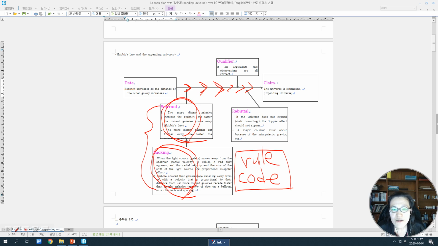The more warrants the teacher provides, the easier students get the lesson. They can connect data and the claim using this warrant, so that they don't need to memorize data and the claim without knowing why that phenomenon happens. So these are the 3 ways of using Toulmin's argumentation model.